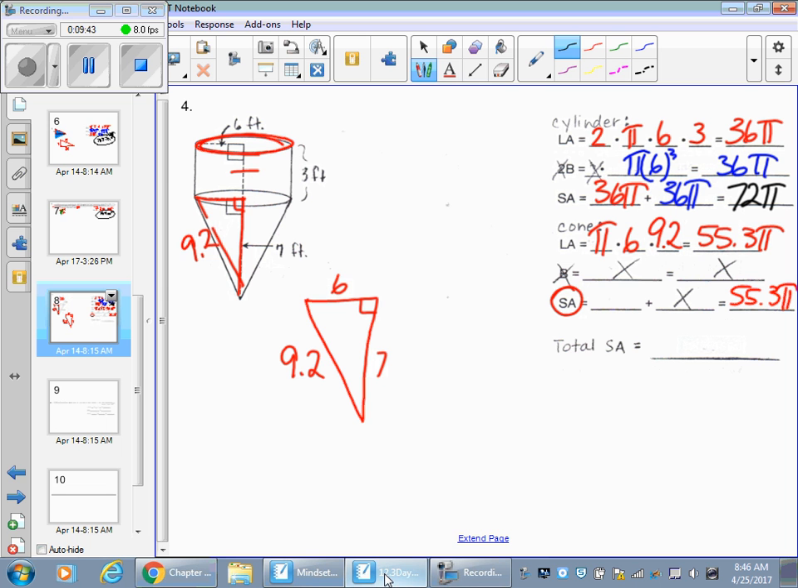Now I'm going to take those 2 black numbers and add them together. 72 pi plus 55.3 pi, you end up with 127.3 pi, which in turn is 399.9 feet squared.